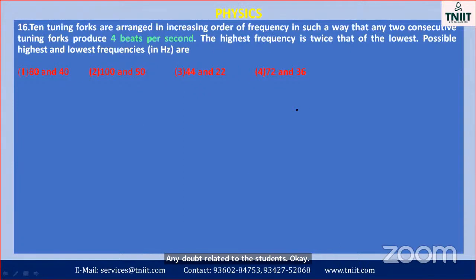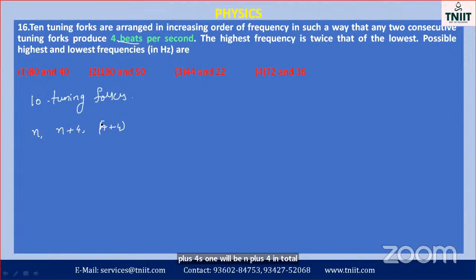How many tuning forks are there? 10 tuning forks are there. They are arranged in increasing order of consecutive frequency with 4 beats per second. So if I say the first frequency is n, the second one will be n plus 4, the third n plus 4 into 2.